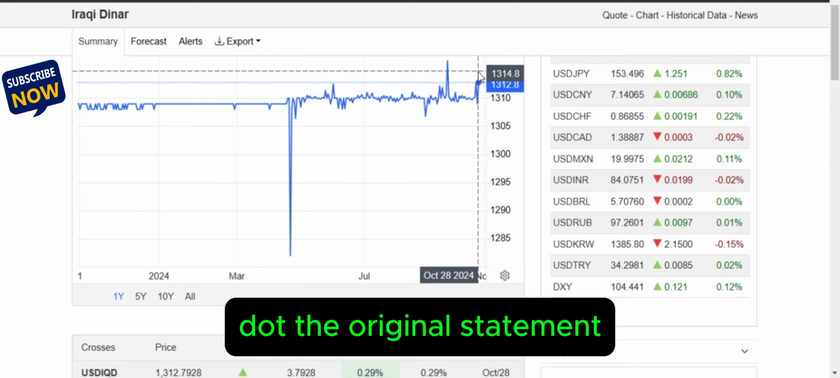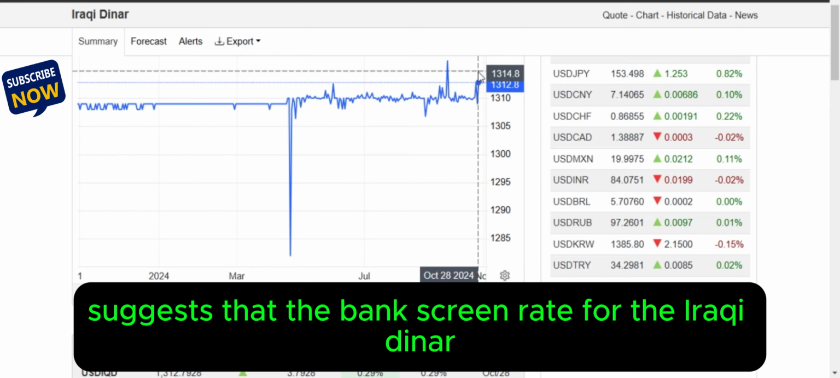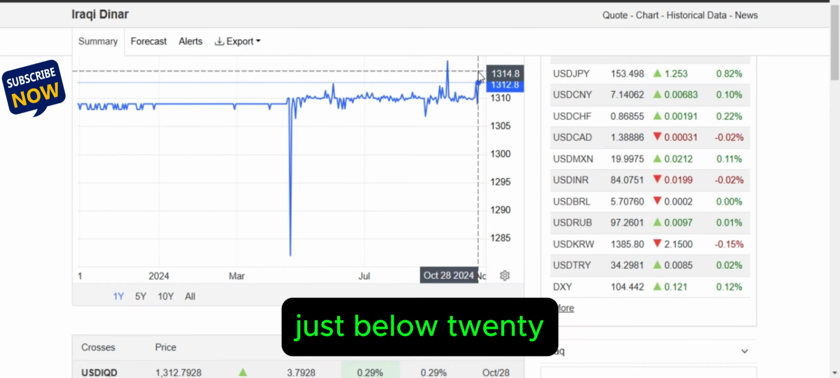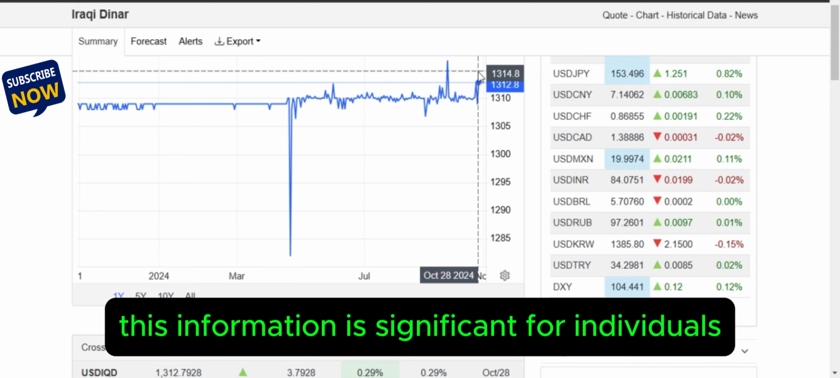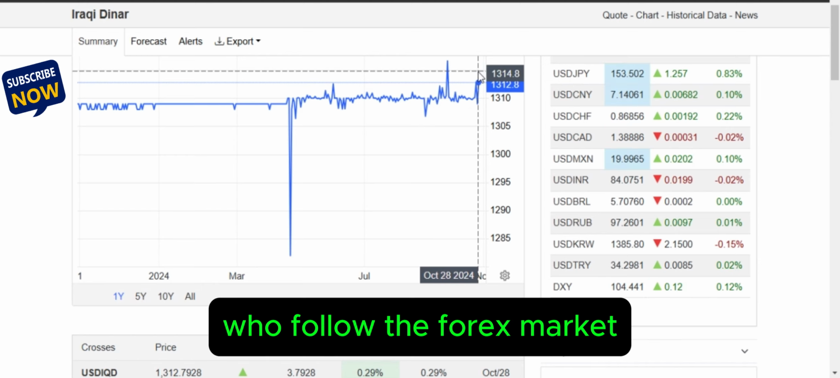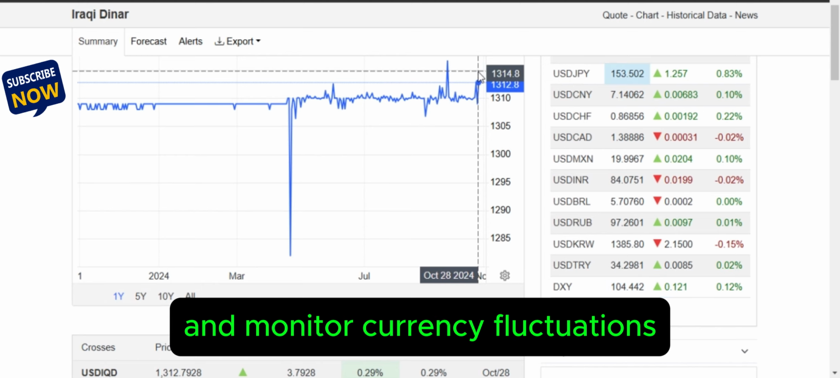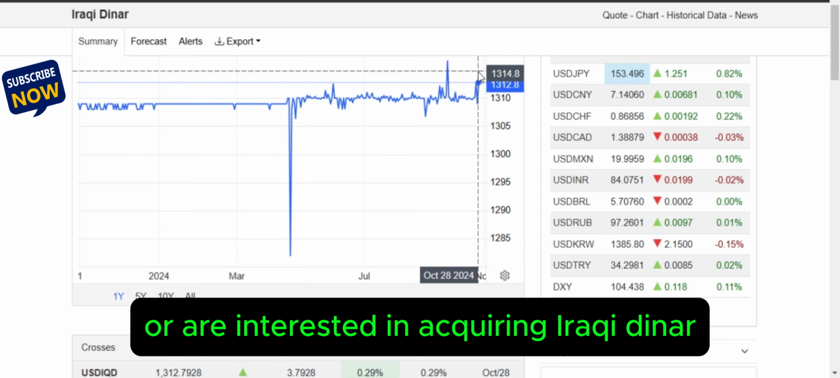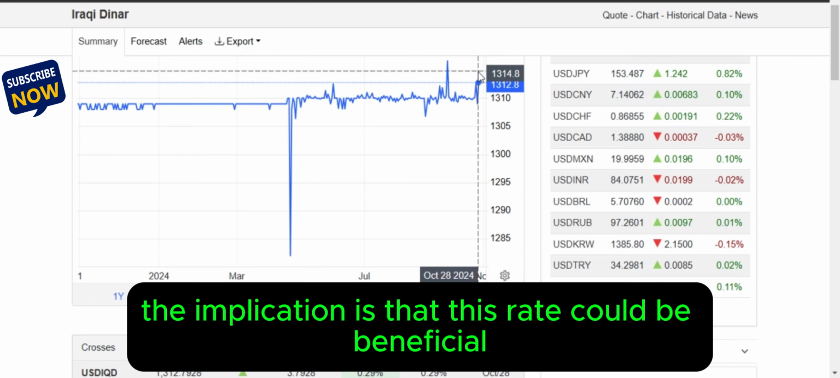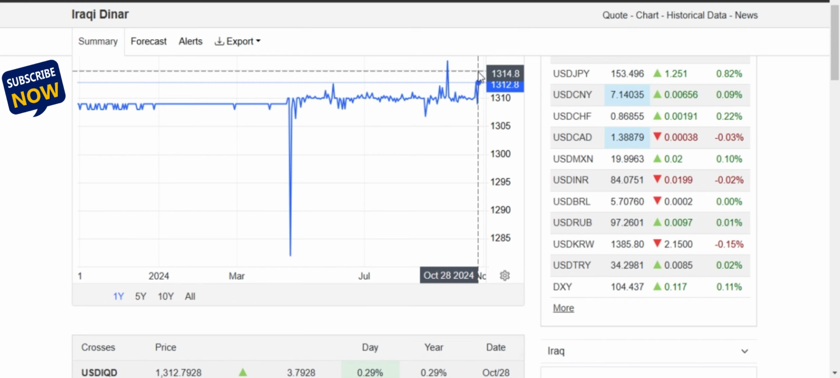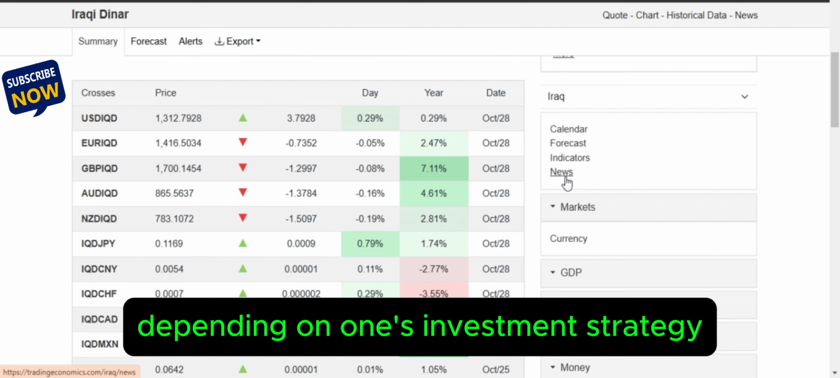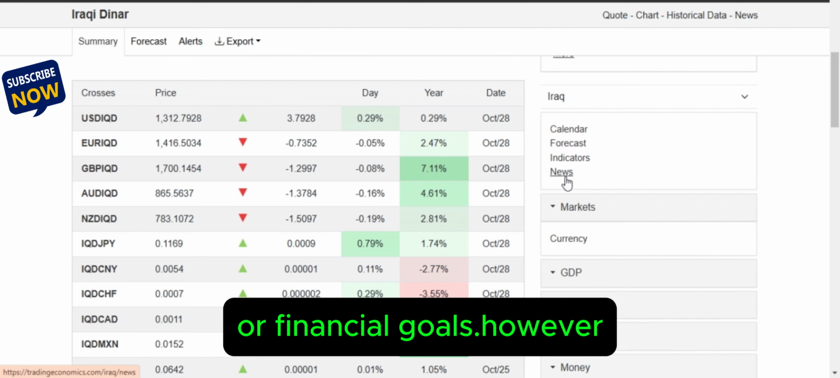The original statement suggests that the bank screen rate for the Iraqi dinar is currently being observed at a favorable level, just below 20. This information is significant for individuals who follow the forex market and monitor currency fluctuations, particularly those who hold or are interested in acquiring Iraqi dinar. The implication is that this rate could be beneficial compared to historical levels, making it a potentially advantageous time to exchange or trade the dinar, depending on one's investment strategy or financial goals.